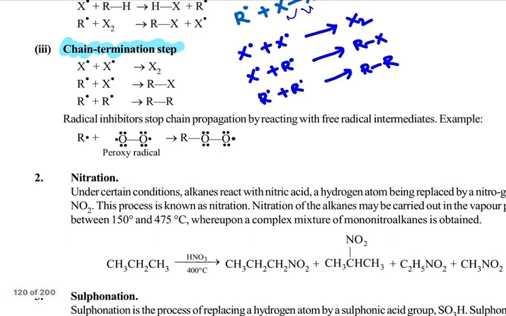And here one point is given: chain inhibitors stop chain propagation by reacting with free radical intermediates. That means if you take the peroxy linkage, O bond O, a peroxy radical. When the R radical reacts with the reactive peroxy radical, another peroxy alkyl radical will form. That one stops further reaction. Chain inhibitors stop chain propagation by reacting with free radical intermediates. Understand?